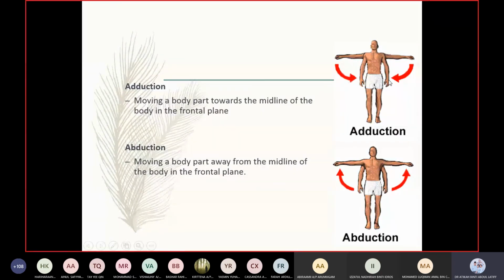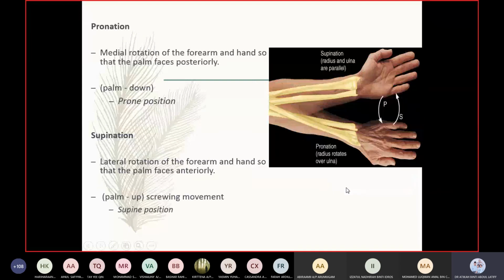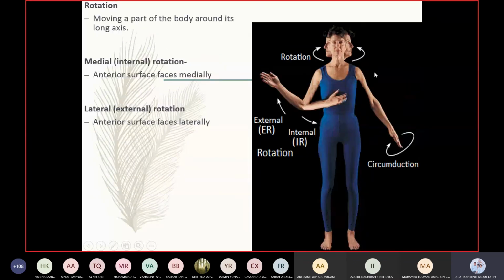Adduction is movement towards the midline. Abduction is moving away from the midline. Pronation is rotation movement of the palm facing down. So this is pronation. Supination is movement or lateral rotation of the forearm where the palm is facing upwards.